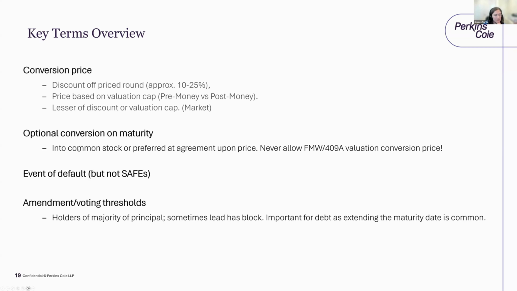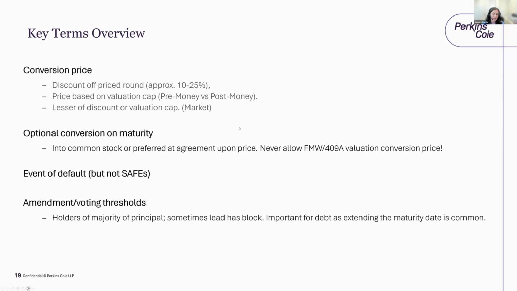So there's often in the notes an optional conversion at maturity, either into common or preferred. That's often negotiated again. Another reason why safes are easier than notes, there's a lot more to negotiate in a note than there is in a safe. There's not even a default in the safe.